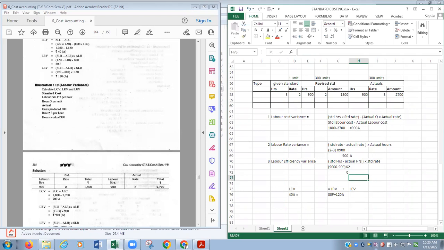So our total labor cost variance is due to labor rate variance only, isn't it? So I can write here 900A, that is labor cost variance is completely due to labor rate variance. Okay, efficiency is up to the standard because we expected them to use 900 hours and they have completed their work in 900 hours itself. Clear?